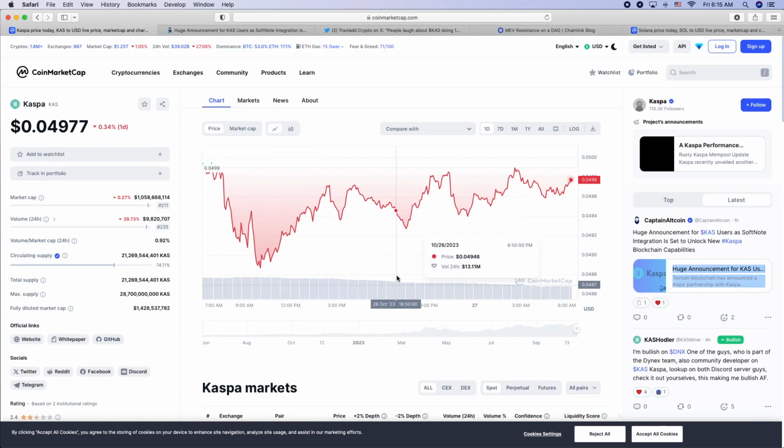So, yep, let me know what you think. Can Kaspa be the darling layer one of this next bull run? Let me know what you think, why you think that could happen, or why you think it can't happen.